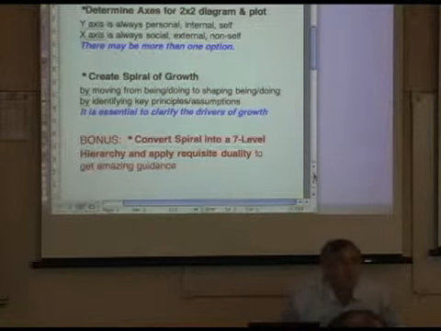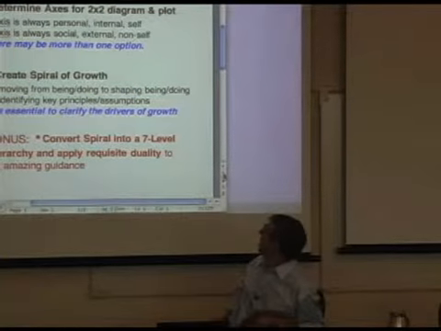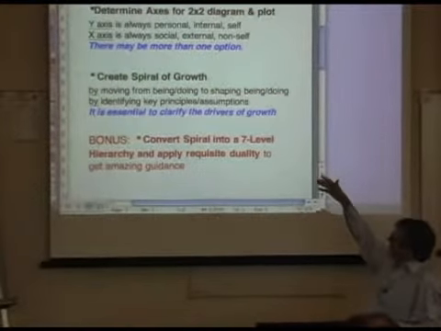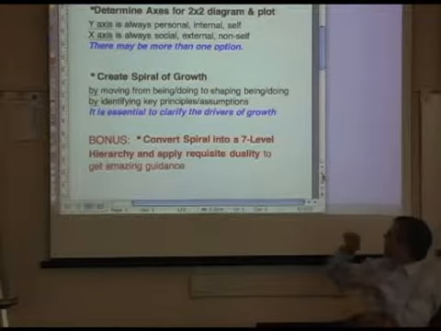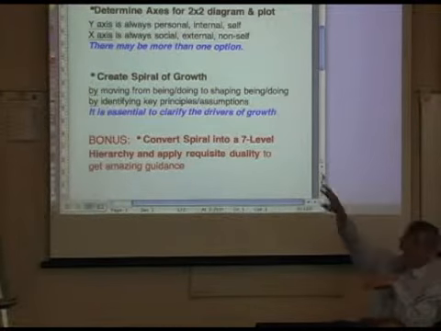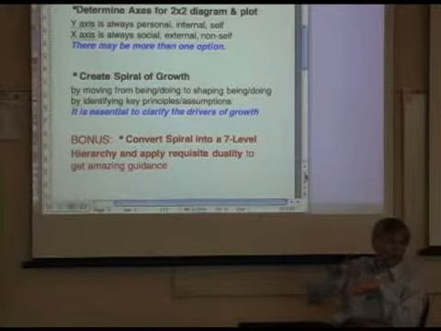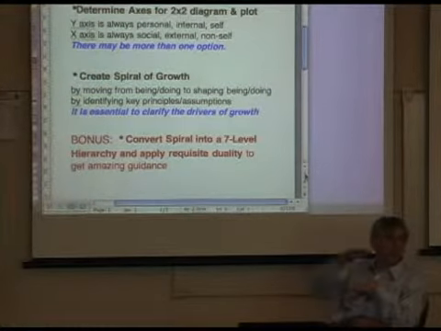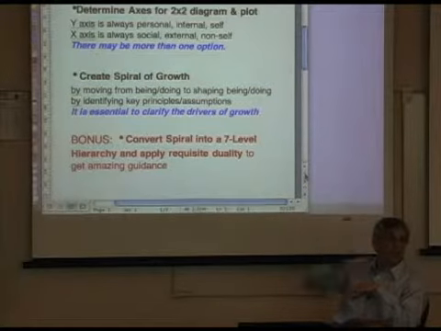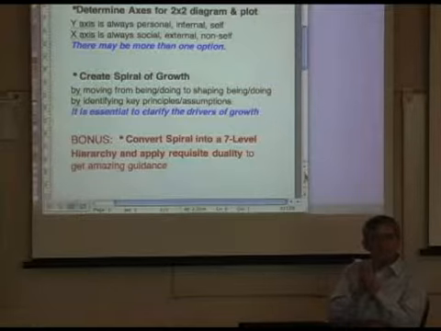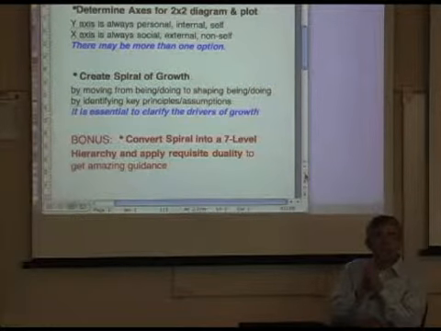Could you just speak a little bit about what you mean by requisite duality? Well, you convert the spiral, which is because you've started with seven, you've ended up with seven things in a particular order, and you call the first one level one, the second one level two, the third one level three, okay? And then you think about that, and it becomes clear that there's a duality.